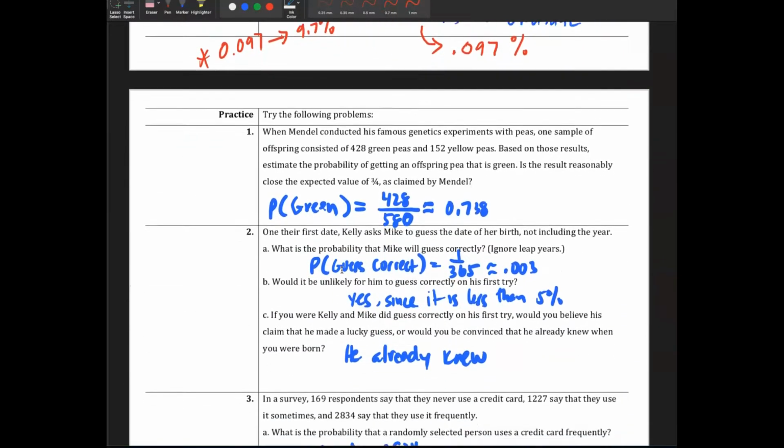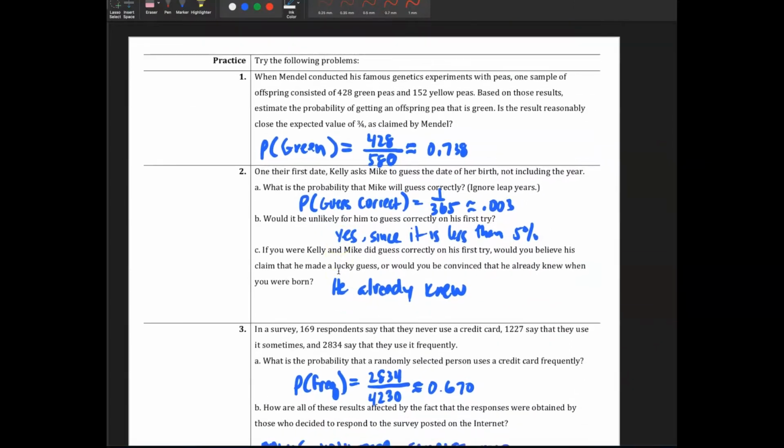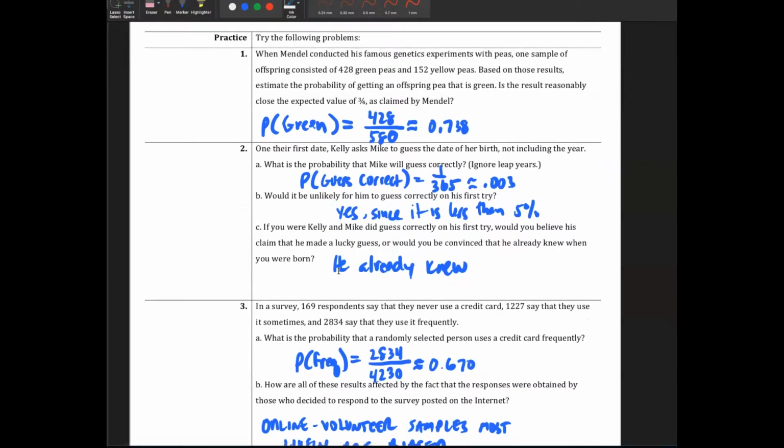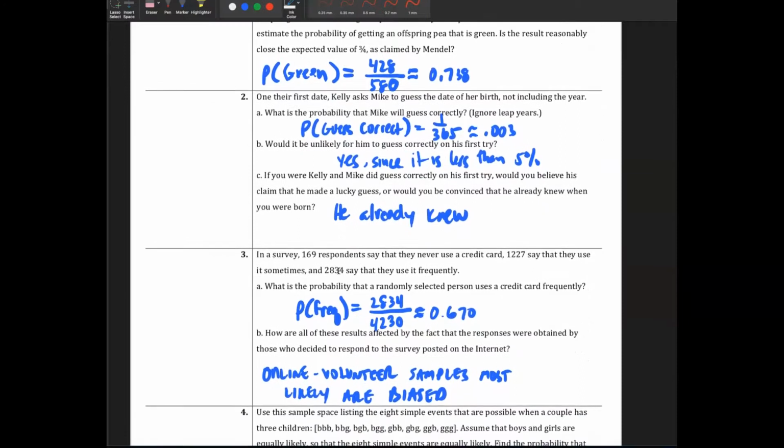I'm going to finish real quick. I'm not going to explain these. I'm just going to show you the answers. You can scroll through that if you want to practice these problems here. And then we're done.